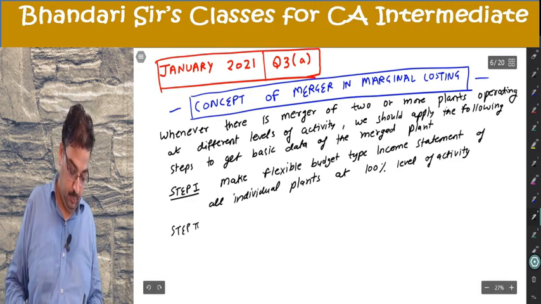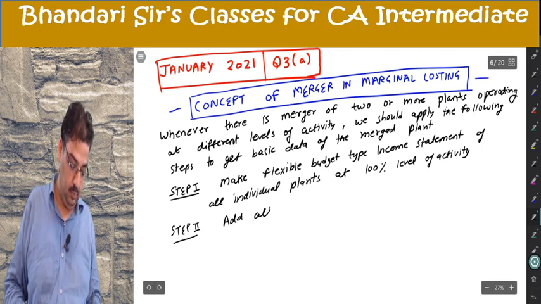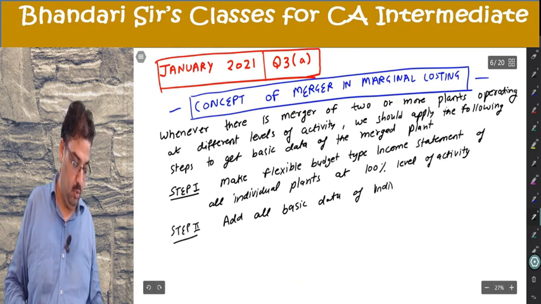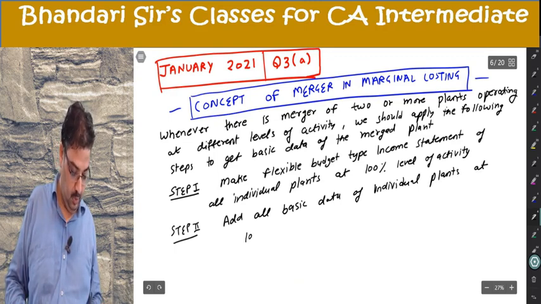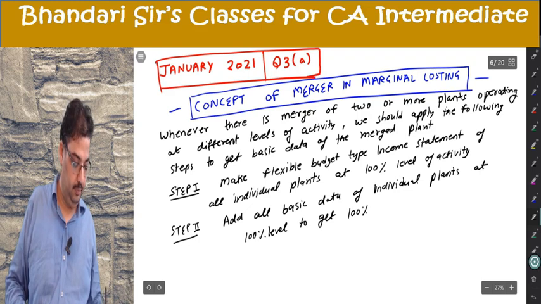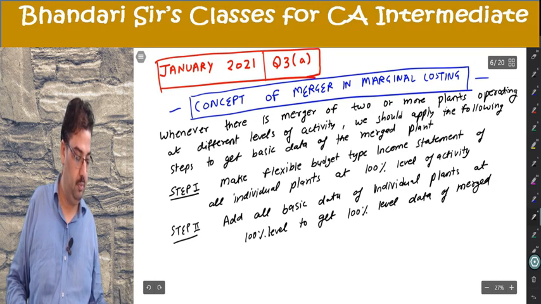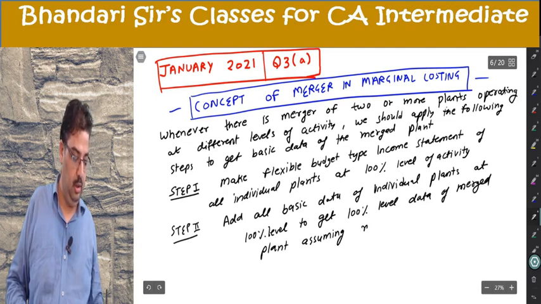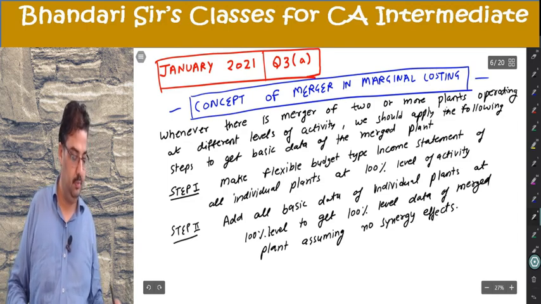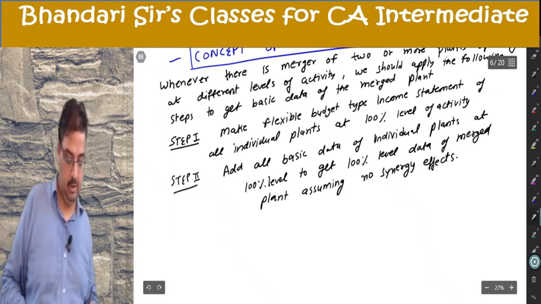Step 2. Add all basic data of individual plants at 100% level to get 100% level data of merged plant, assuming no synergy effects. Assuming no synergy effects.